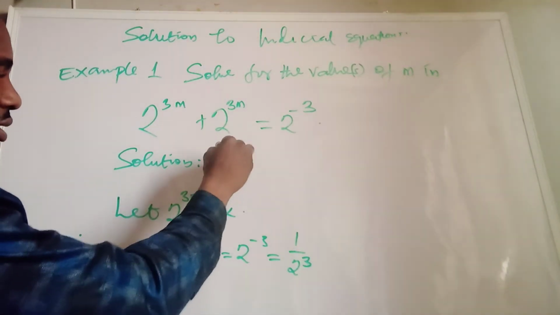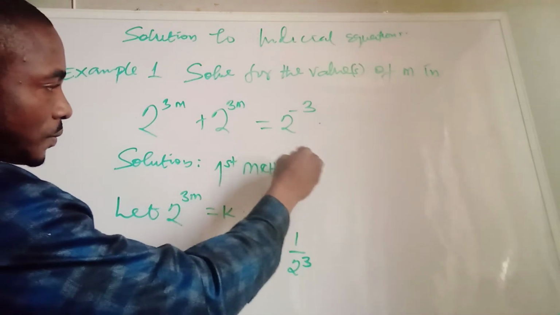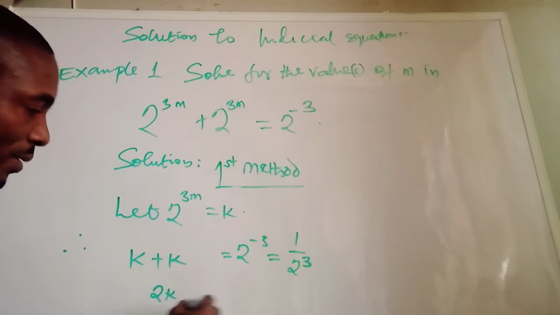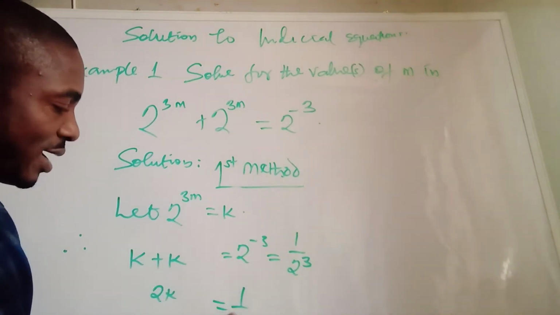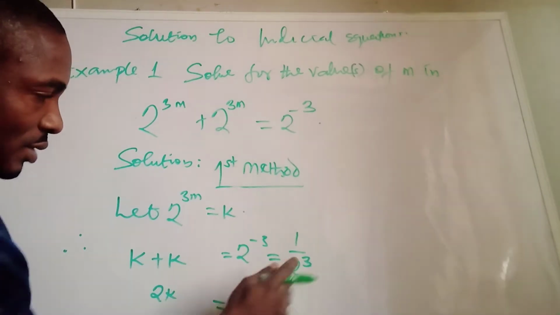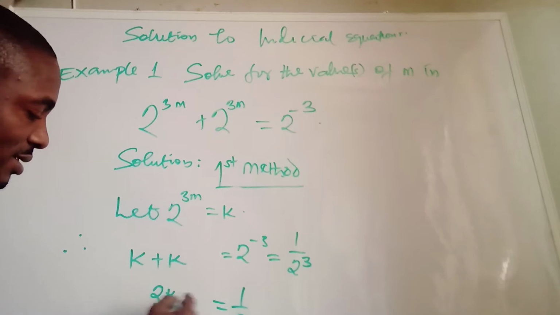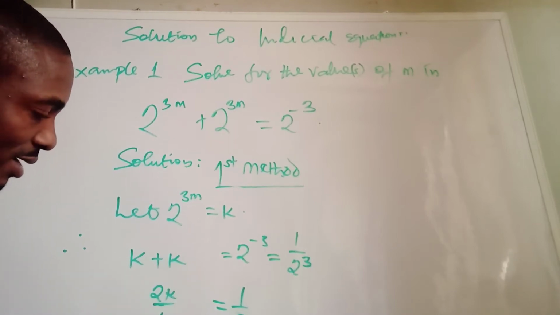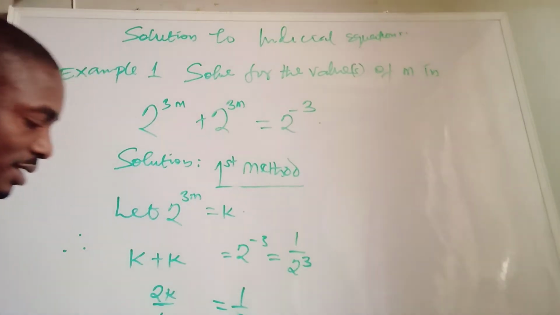This is the first method. We can go ahead and say 2k is the same thing as 1 over 8, since 2 raised to power 3 is 8. From here we can cross multiply, as a result of 1 over 1. So we have 16k is equal to 1. k is equal to 1 over 16.